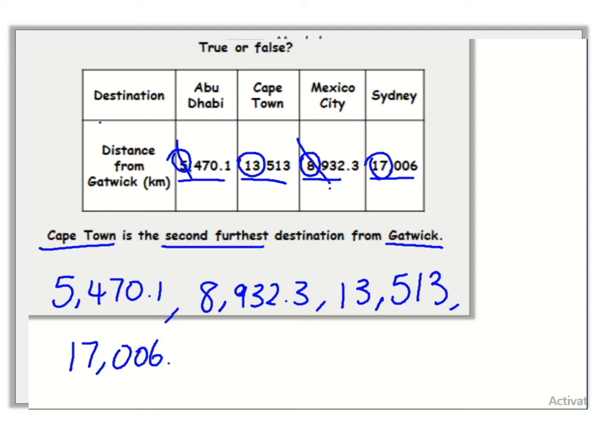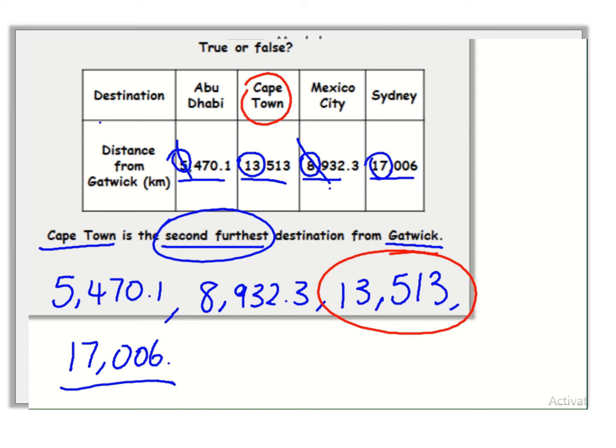So now we put them in order, we can now work out which one is the second furthest. So the furthest one would be here, which means the second one must be this one. And then we look to see the table, which one is 13,513. That's Cape Town, which means that this answer is true.